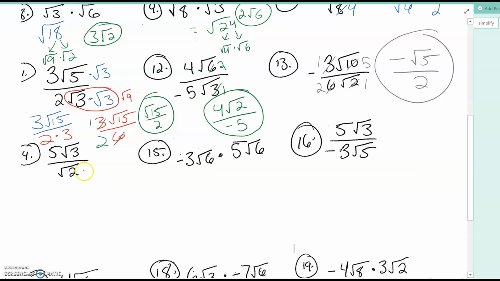Number 14, multiply top and bottom by the square root of 2. So I'd have 5 square root of 6 over square root of 2 times square root of 2 is square root of 4, which is 2. Can't simplify big numbers. Can't simplify that. Boom.